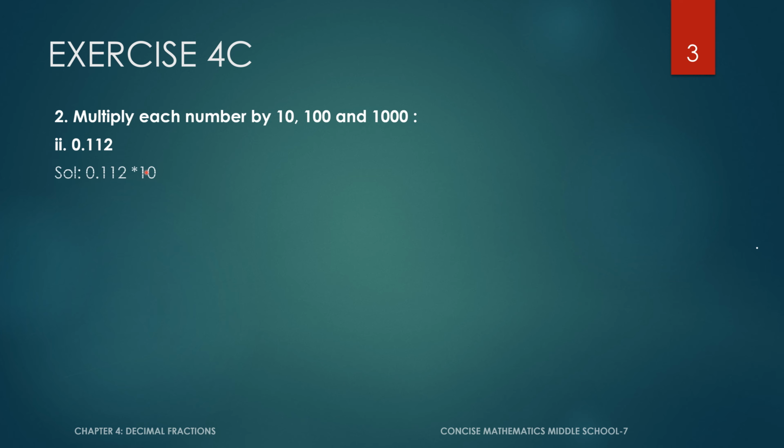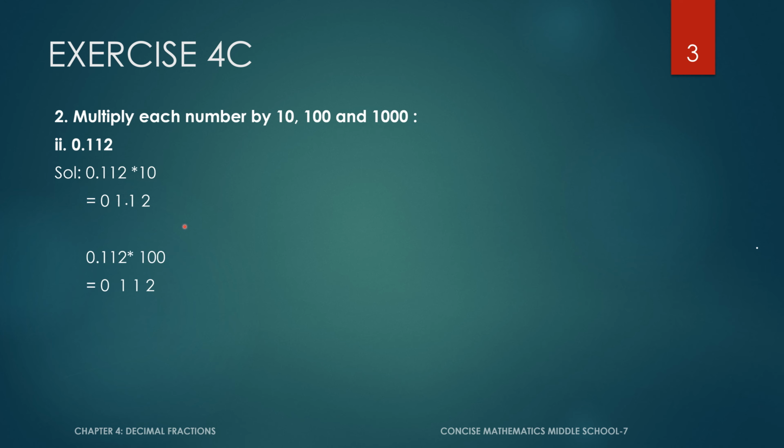0.112. So multiply this with 10. So it will move 1 point since it is having only 10, and it should move 1 point towards the right. Then it becomes 1.12. Since after point it is not zeros, it is 1, 2, it is having some value, so you should not cancel it. If it is 0, then only you should cancel it. So the answer is 1.12.